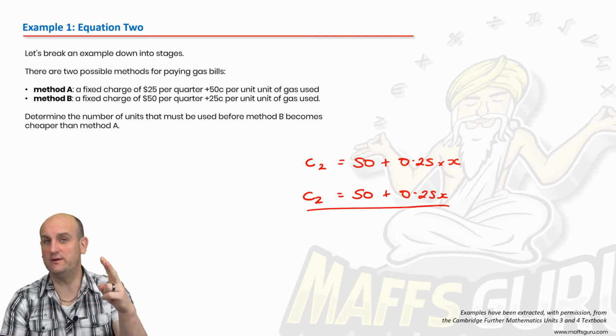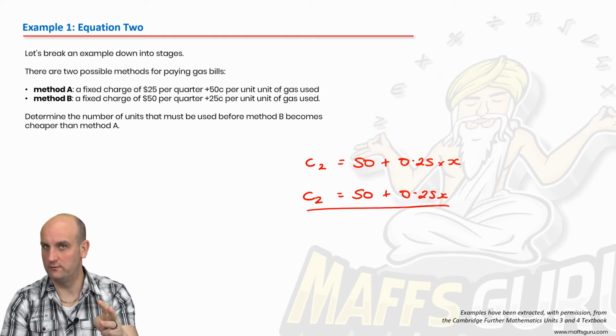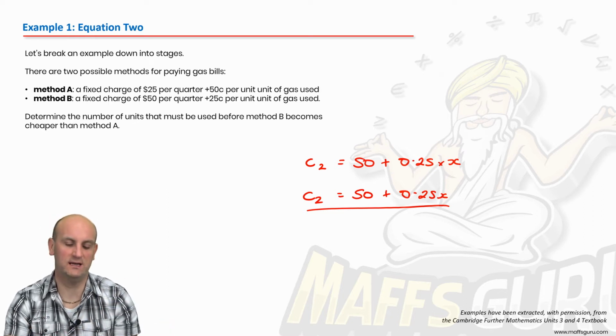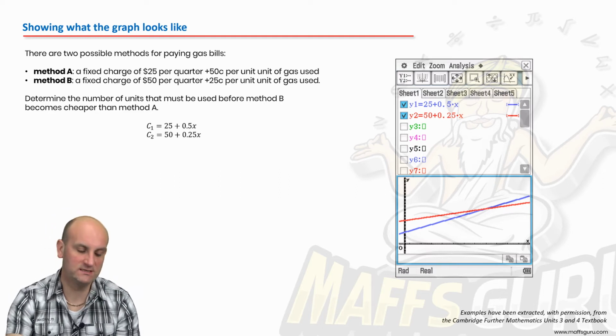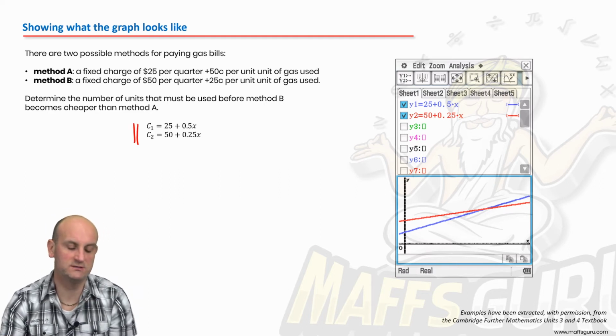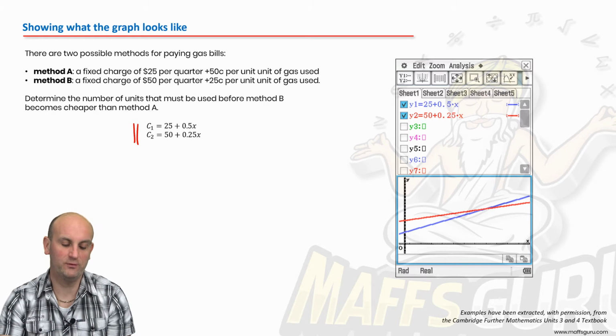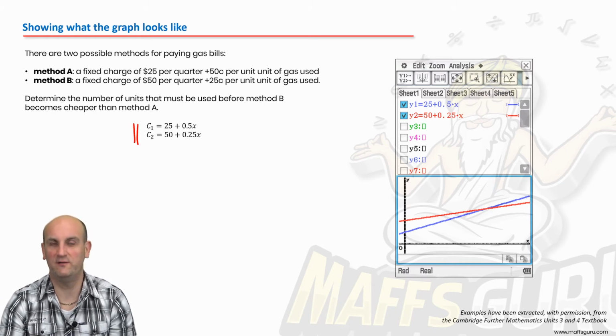I have two equations with two unknowns. I see three unknowns. How are we going to solve this? Well, the cost is the cost is the cost. And our graph, fabulously, or our calculators can do this for us. So, as you can see here, there are my two equations. C1 is 25 plus 0.5x. C2 is equal to 50 plus 0.25x. But the point of it is, they're both costs.